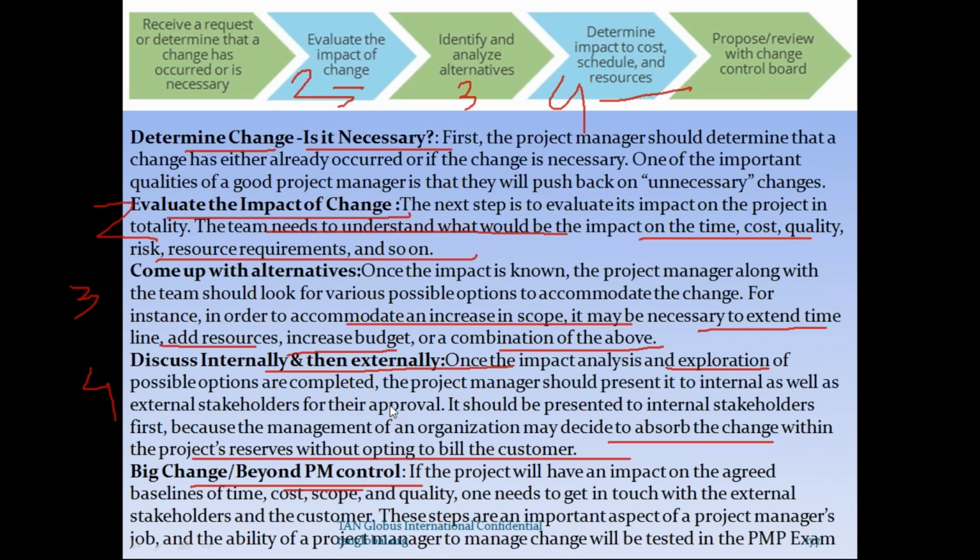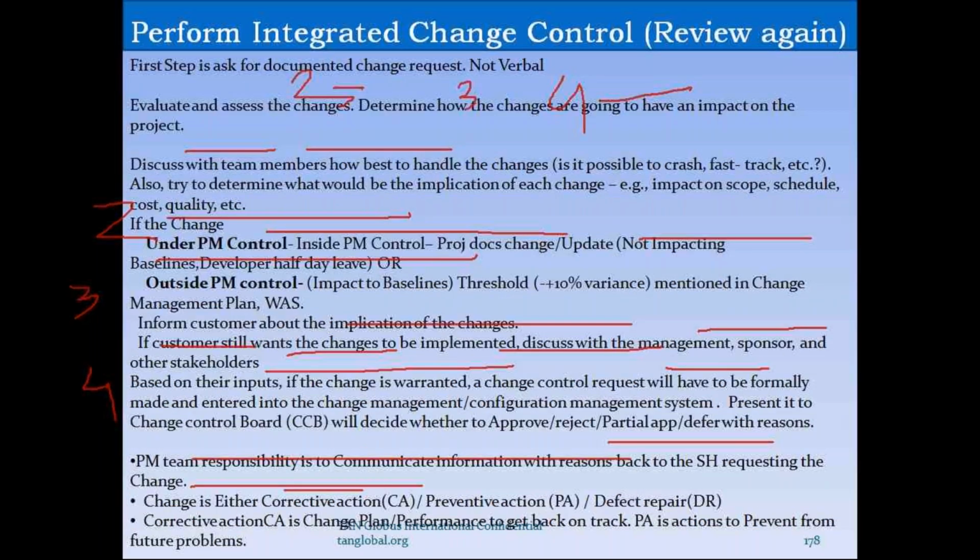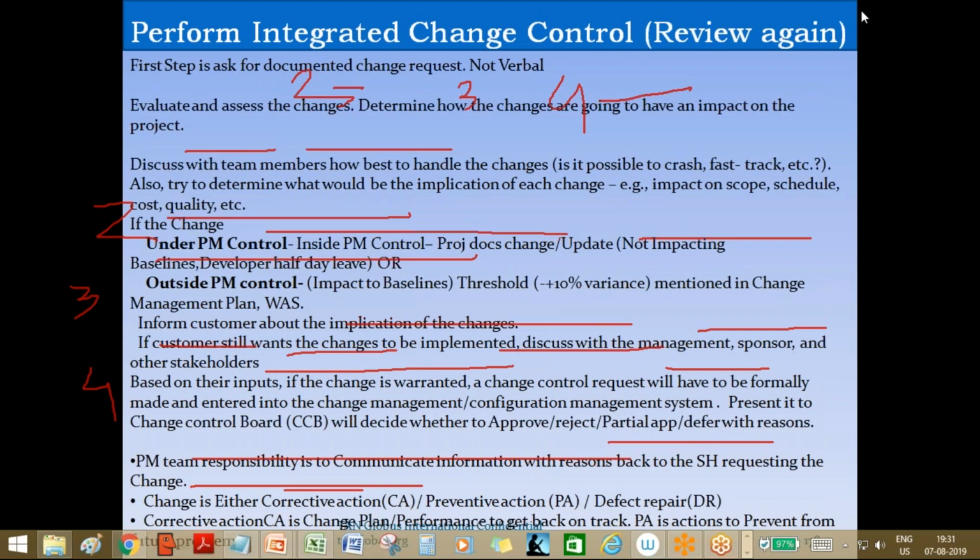And what's next now? So again, I put it in my words again, the same steps. So first of all, never take a verbal change, correct? Never take a verbal. First step is what? Ask for documented change control, not verbal, correct? Second is evaluate the assess the changes. This is they determine how the changes are going to have an impact, correct? Third is discuss with team members how best to handle the changes, correct? Fast track, crash. What is that we want to do?